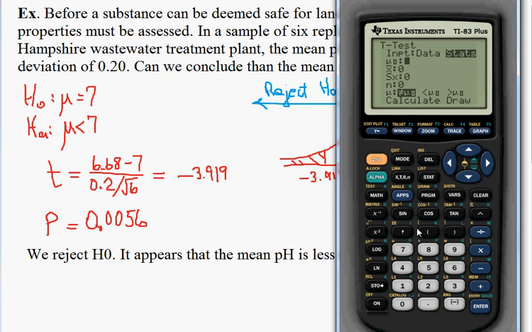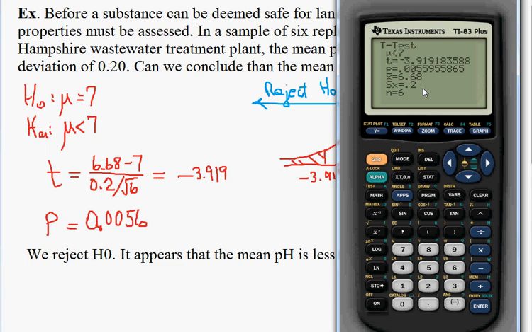The null value is 7, and my sample average is 6.68. My sample standard deviation was 0.2, and my sample size is 6, and I have an alternative hypothesis that has the less than form. And so when I hit calculate, the test actually does exactly what we're talking about. The t-value is negative 3.919, as we had before, and we get the p-value of 0.0056. So the test statistic matches, the p-value matches, and I believe that gives everything.